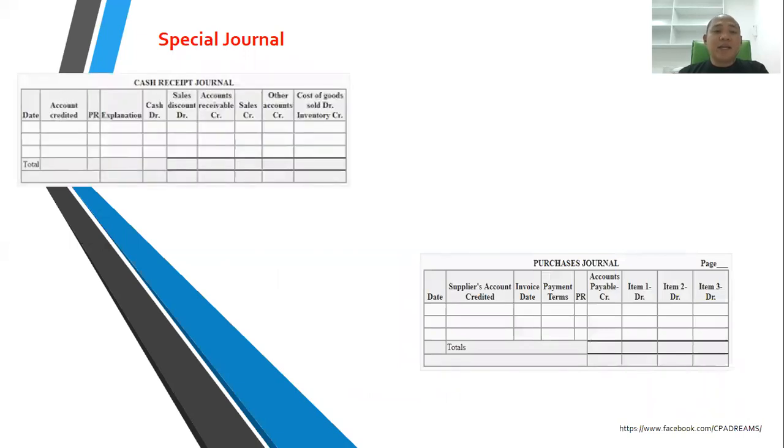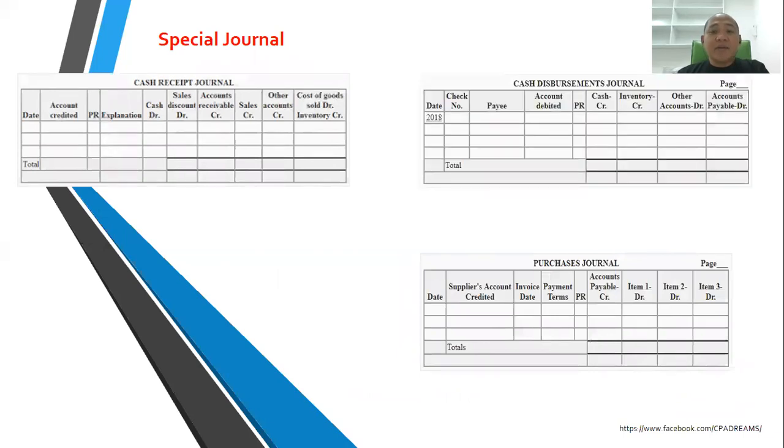Then special journal. One example here on the top left is the cash receipts journal. This records all transactions involving the receipt of cash. For example, you collected cash from your customers. This will be recorded here in the cash receipts journal. Another type is the cash disbursements journal, for all transactions involving payment of cash. For example, you pay for inventory in cash, you pay for expenses in cash. So this goes to this type of journal.